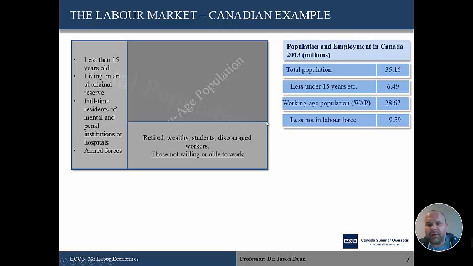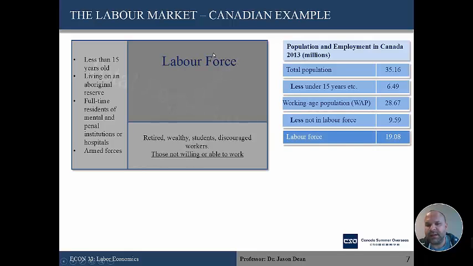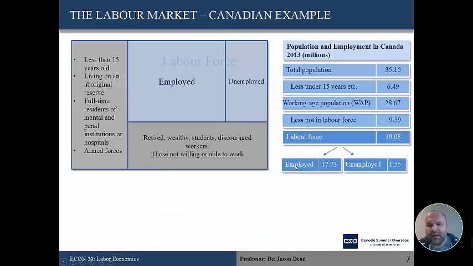Now, we want to remove those who are not willing or able to work. So people who are retired, wealthy, students, discouraged workers. Anyone who's, for whatever reason, not willing to work, or if perhaps someone's disabled and they're not able to work because of their disability. So we remove them, and what we're left with then is the labor force. And in 2013, this was 19.08 million. So this is the labor force, and it can be broken down into the employed and unemployed.